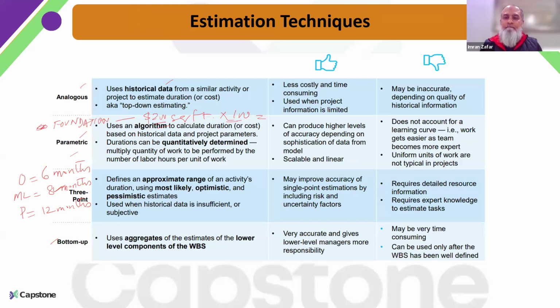Okay. So analogous is the one based on the historical data, like for example, if any past projects have been delivered, right? So probably from there we will get to know. For the parametric one, we are using some parameters to estimate, like you mentioned, square foot, and that we can also ask from the subject matter expert or from the historical data.